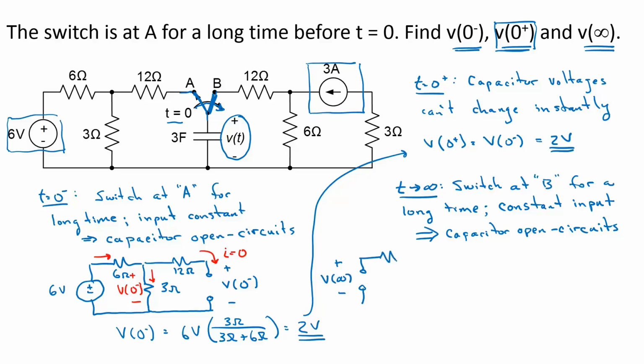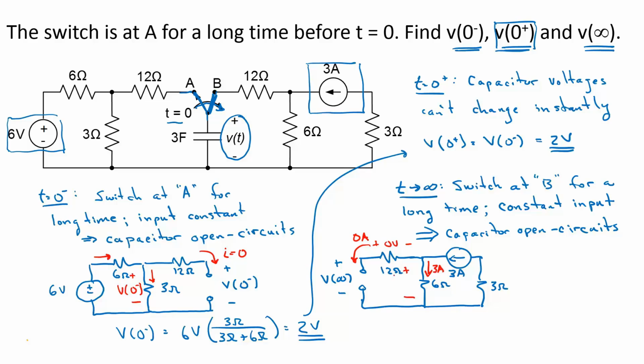I have a 12-ohm resistor, a 6-ohm resistor, this 3 amp source, and this 3-ohm resistor. Again, since the capacitor is an open circuit, this current is 0. This voltage is going to be 0 volts, and all of this current goes through the 6-ohm resistor.